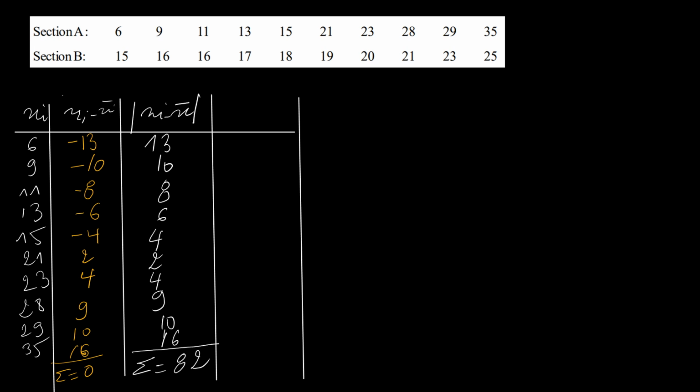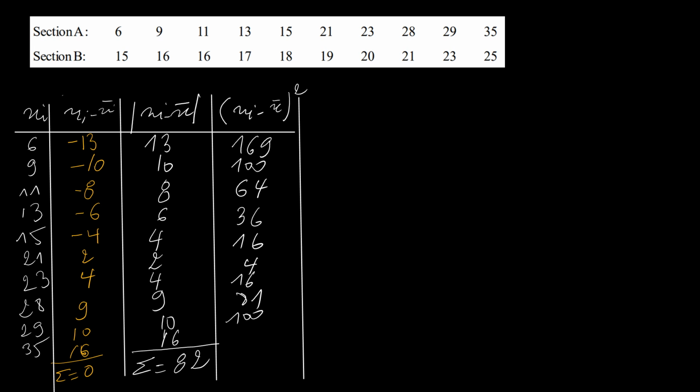Another method is to square the deviation, so square the deviation of the scores from their mean. So here, minus 13 squared is 169, minus 10 squared is 100, minus 8 squared is 64, 36, 16, and so on and so forth. So here 4, 16, 81, 10 squared is 100, and 16 squared is 256. The sum of xi minus x bar squared is 842.